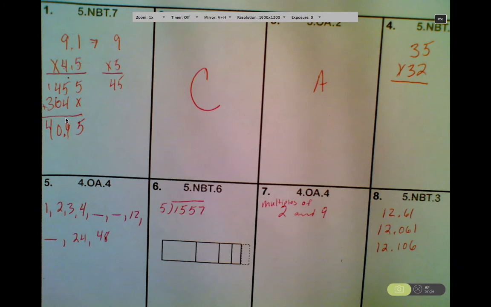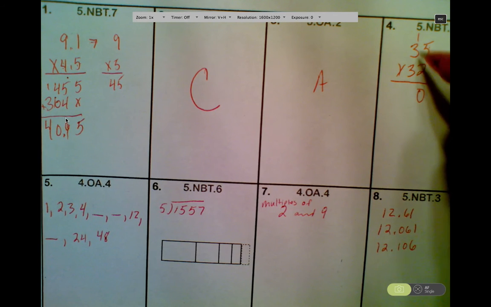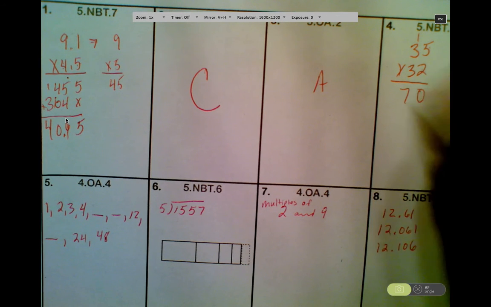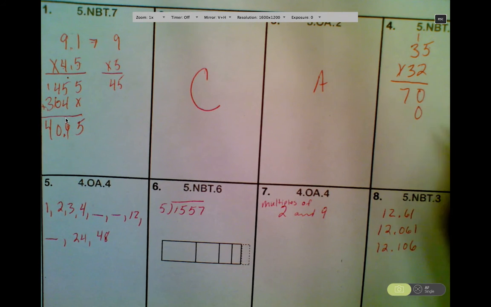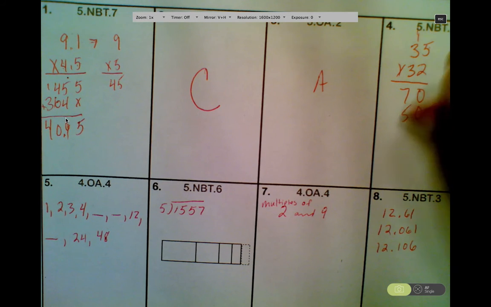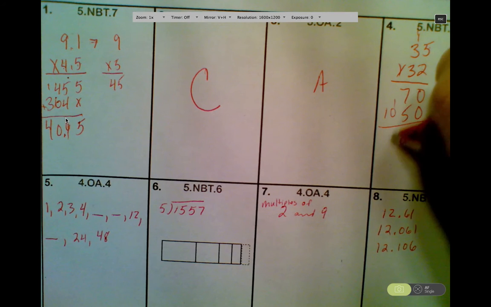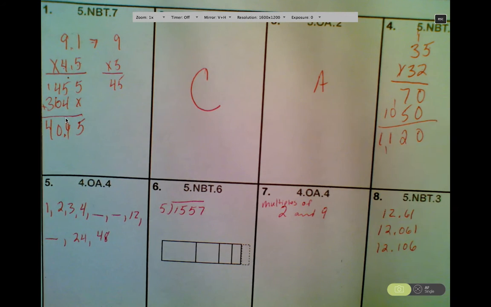Number 4 is 35 times 32. 5 times 2 is 10, carry the 1. 2 times 3 is 6, plus 1 is 7. Place marker. 3 times 5 is 15. 3 times 3 is 9, plus 1 is 10. I'm going to add them together, and I get 1,120.